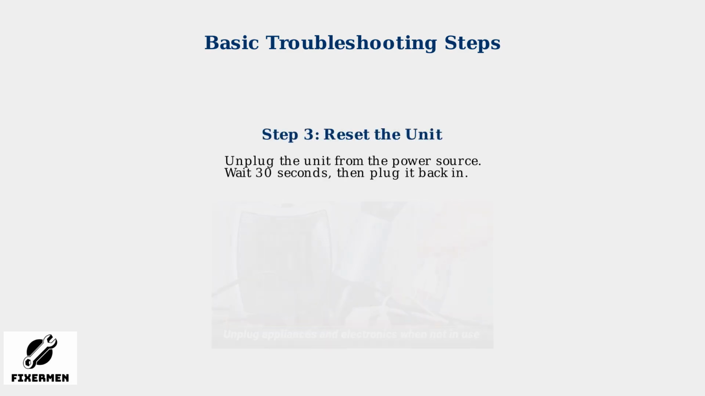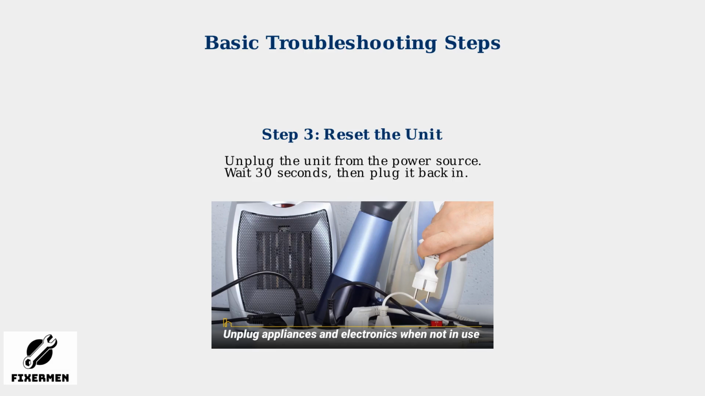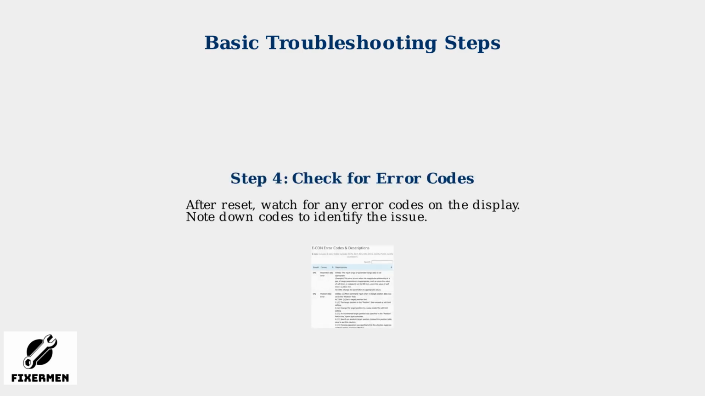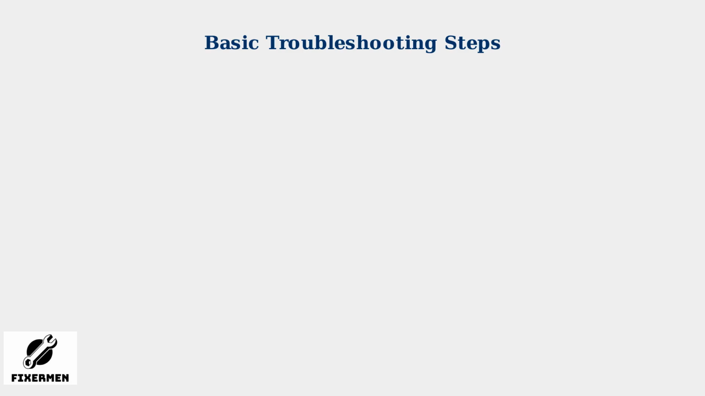If the power source and connections are fine, try resetting the unit. Unplug it from the power outlet, wait exactly 30 seconds to allow the capacitors to discharge, then plug it back in. This can clear temporary glitches. After resetting, carefully observe the display. Look for any error codes that appear, as these provide specific clues about what might be wrong. Common codes relate to power issues, sensor failures, or communication problems. Note them down for further diagnosis.